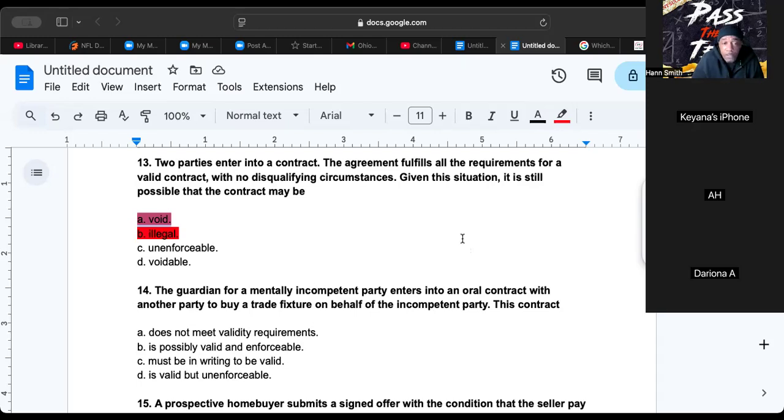Two parties enter into a contract. The agreement fulfills all requirements for a valid contract. So we got all the four tenets with no disqualifying circumstances. Given the situation, it's still possible the contract may be unenforceable or voidable.